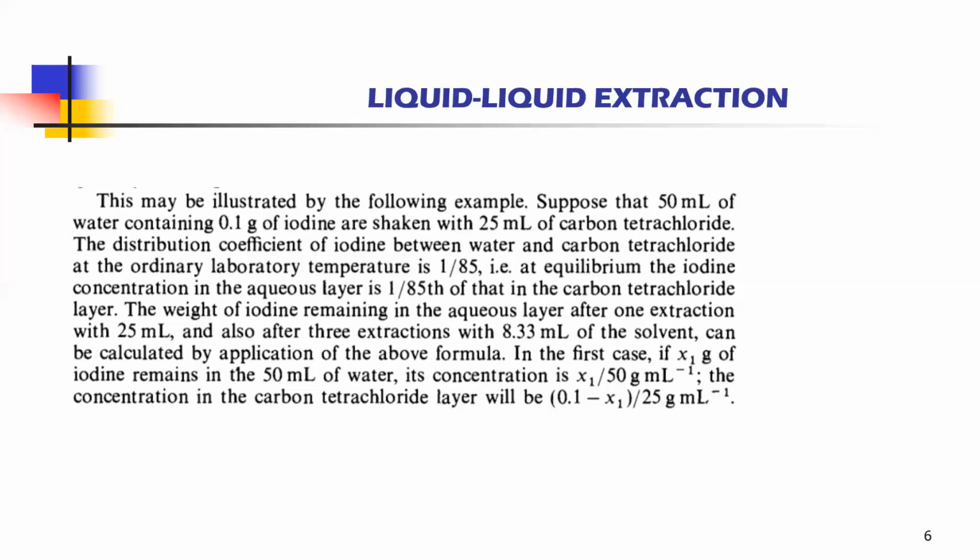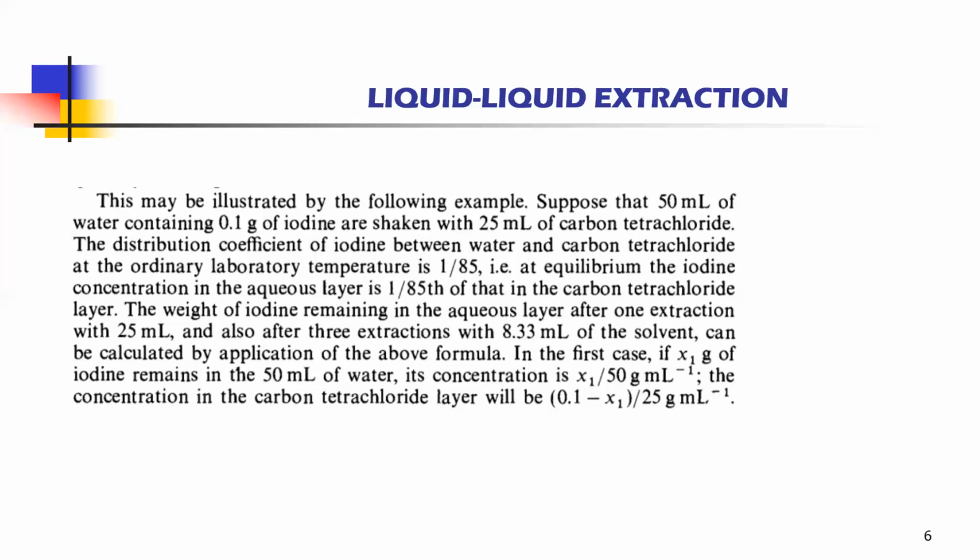The weight of iodine remaining in the aqueous layer after one extraction with 25 ml, and also after 3 extractions with 8.33 ml of solvent, can be calculated by application of the above formula. Let x1 gram of iodine remain in 50 ml of water, and its concentration is x1 upon 50, expressed in grams per milliliter. So the initial weight will now be reduced to x1 gram, the amount left over after extraction, and the concentration is x1 upon 50 grams per milliliter.